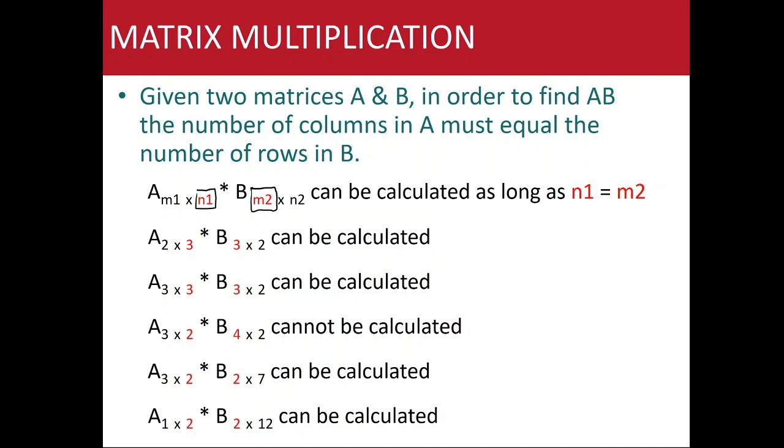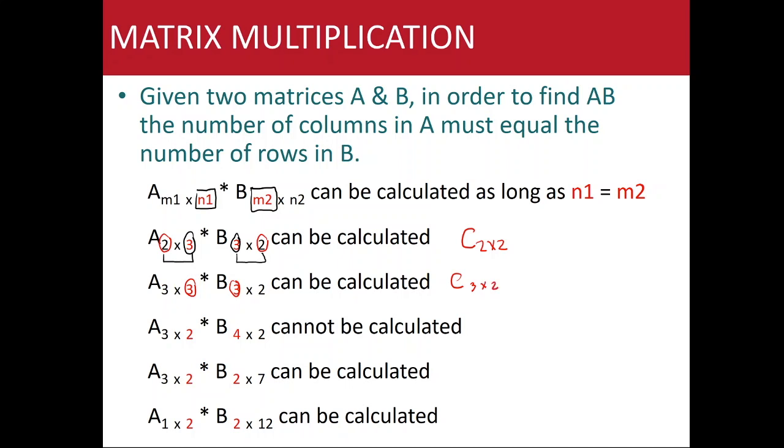So for example, this matrix A, which is a 2 by 3 matrix, is conformable for multiplication with the 3 by 2 matrix because the columns of the first matrix equal the rows of the second matrix. And more importantly, the resulting matrix, let's call it C, is going to have the dimension of the outer numbers, 2 and 2. So this will be a 2 by 2 matrix. So these two matrices here are conformable.